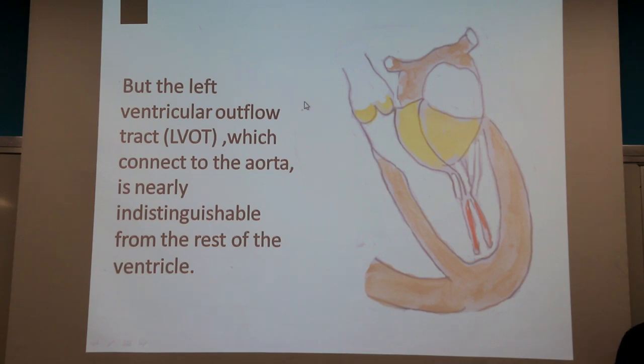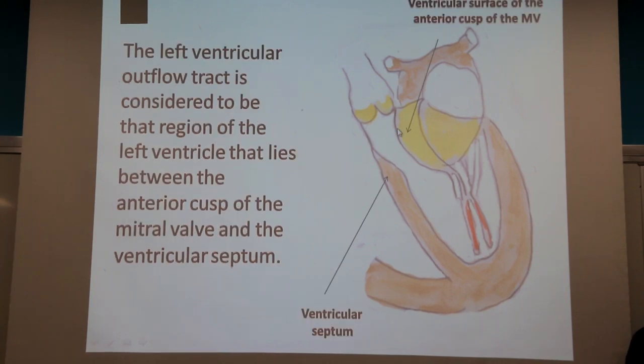But the left ventricular outflow tract is here, which connects to the aorta. It is near. You cannot easily define where the left ventricular outflow is. Here, this one. The left ventricular outflow tract: here is the inlet and here is the outflow. So this is the left ventricular outflow tract.